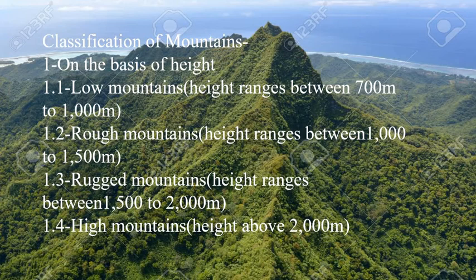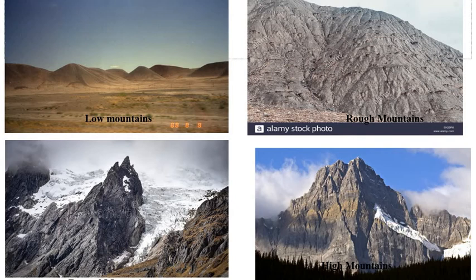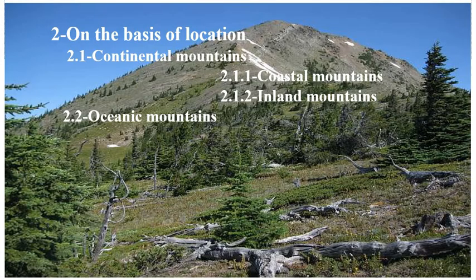Here is some sample pictures of these different types of mountains on the basis of their height. So this one is the low mountains. Next is here, this one is the rough mountain, this one the rugged mountain, and this one the high mountain. So let's see next classification of mountain.